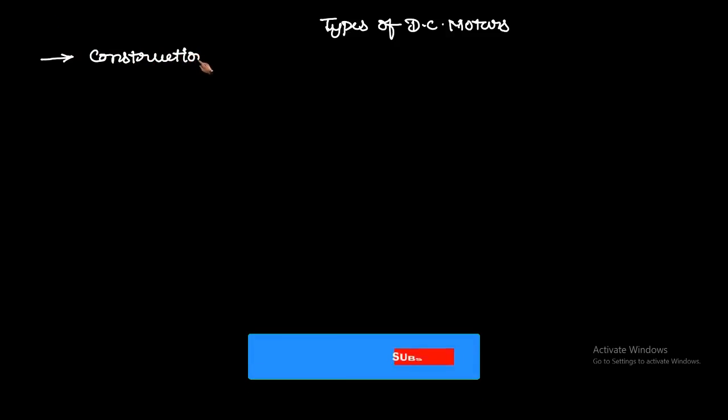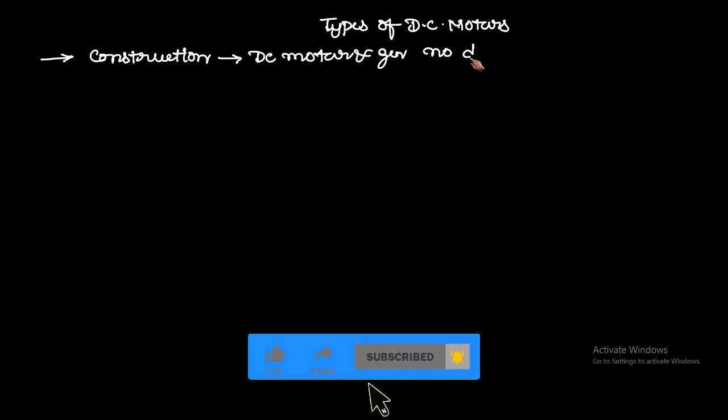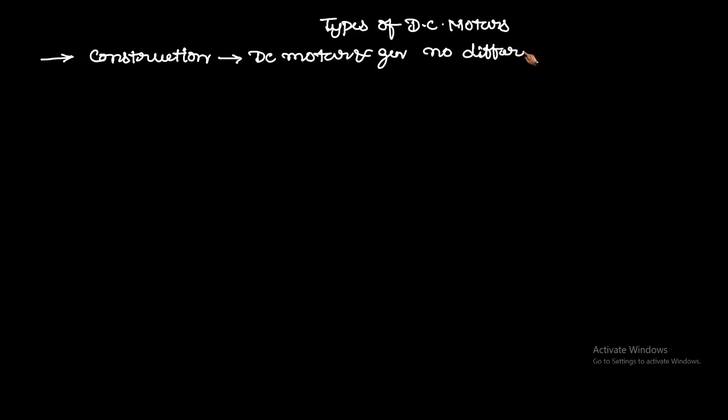Of DC motors. We will see what the different types of DC motors are. As we discussed in the case of the DC generator, construction-wise there is no difference between the DC generator and the DC motor. We have already discussed this point. Now let us come to the types of DC motors.